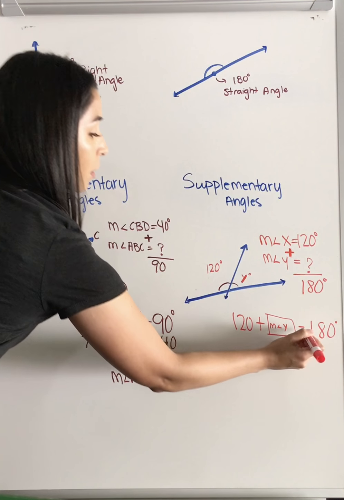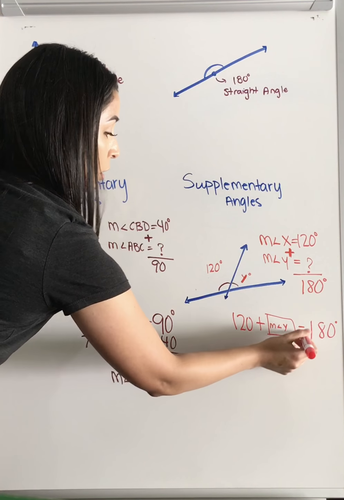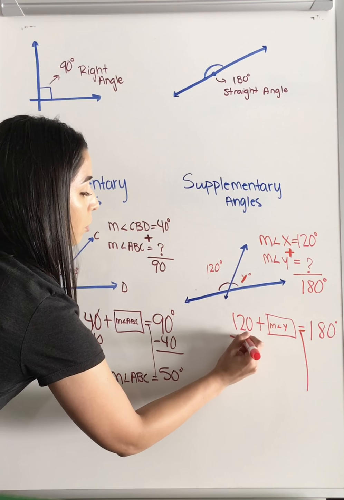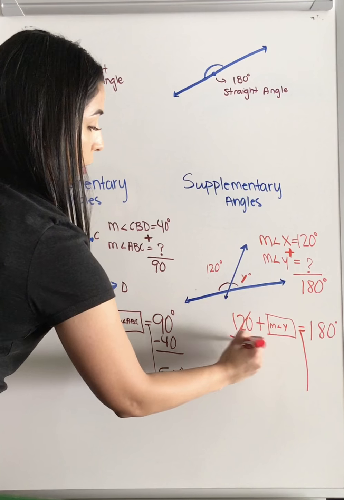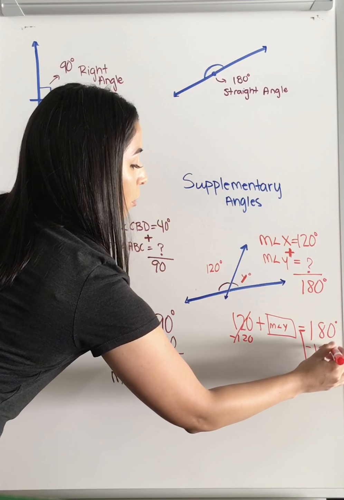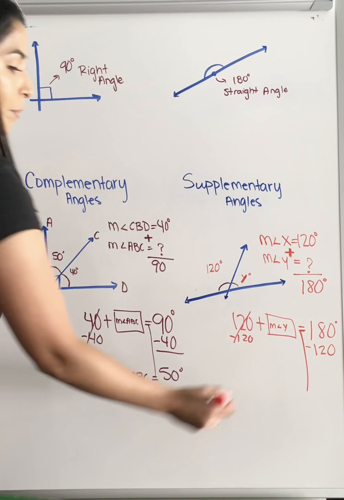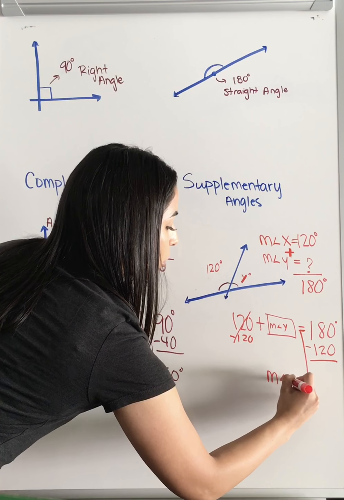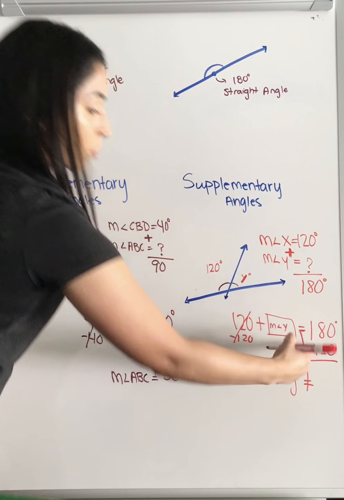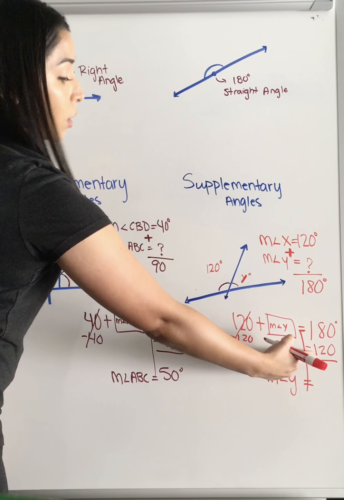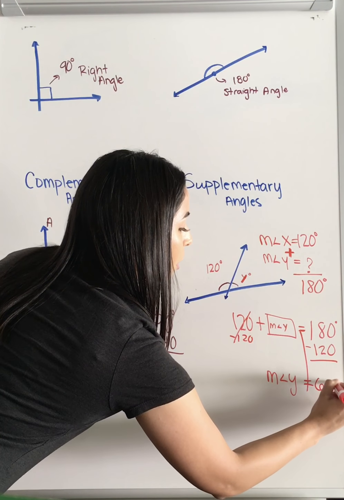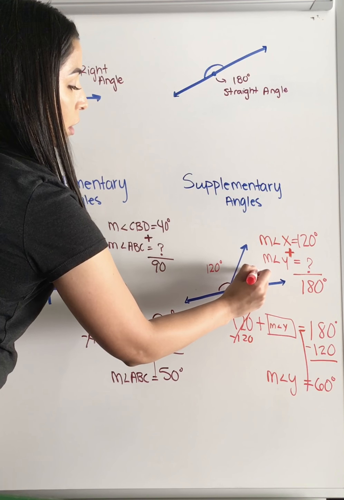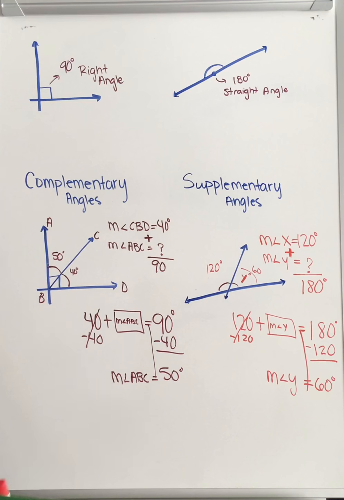And then we're going to solve that the same way we did the last one. Right? So you know you subtract 120 from both sides. Those are going to cancel out. Subtract 120 from this side. And you get, bring that down, the measure of angle Y equals 180 minus 120, gives me 60. So I just found out that this piece here is actually 60 degrees.